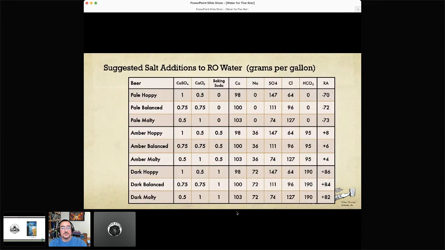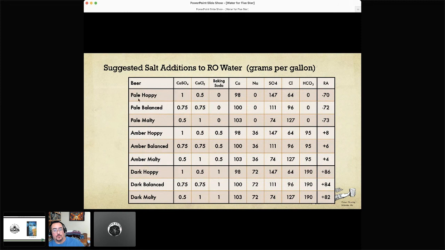Here are some suggested salt additions for RO water. These are in grams per gallon. So based on the Brewcube, if you're looking at a pale, hoppy, medium profile, this would be 1 gram per gallon of calcium sulfate, 0.5 gram per gallon of calcium chloride, and that gives you roughly 100 calcium, 150 sulfate, 64 chloride, and a -70 residual alkalinity.